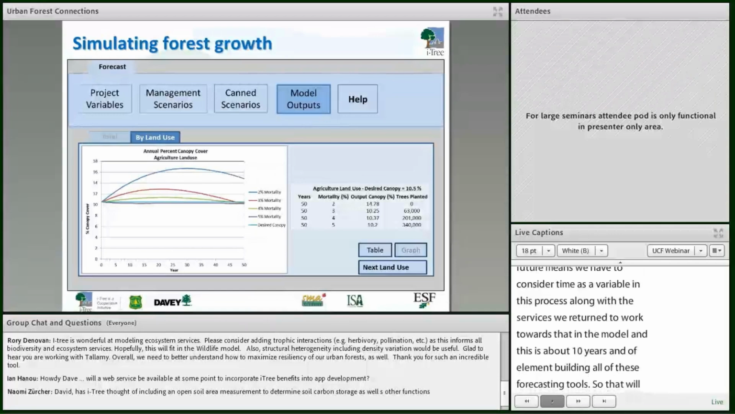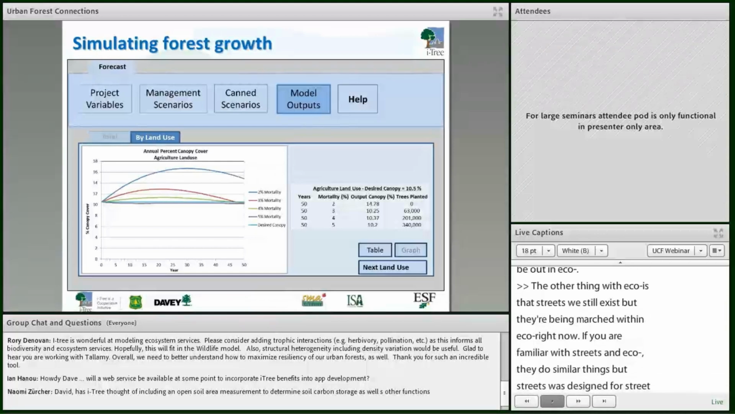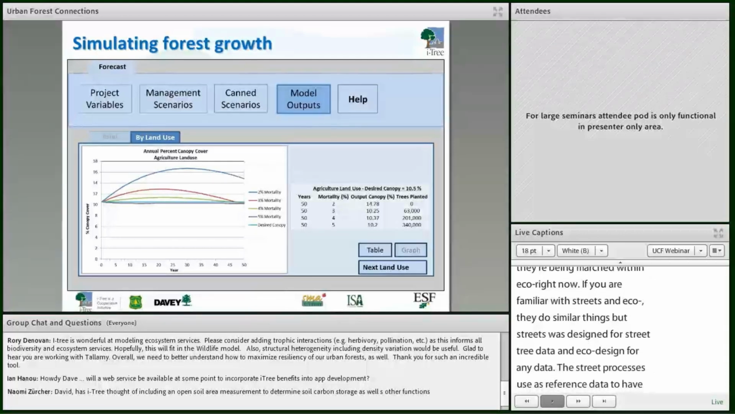Oh, the other thing with ECO is Streets will still exist, but Streets is being merged within ECO right now. If you're familiar with Streets and you're familiar with ECO, they do similar things, but Streets was designed for street tree data. ECO was designed for any tree data. Streets processes uses reference city data that have lookup tables. ECO uses locally derived variables from the weather and pollution and your locally derived data.